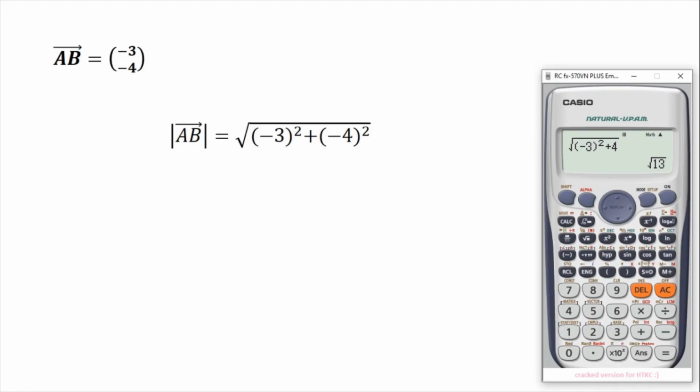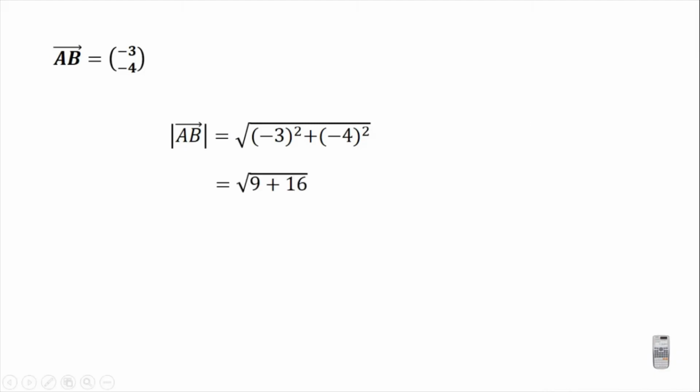Now when you are doing this on your calculator, you are going to have the square root of -3. So you put the -3 in a bracket, because it's a negative number, put it in a bracket. So (-3) squared plus, then you bring another bracket, (-4), then squared. You press equal to, and this gives us 5. So (-3) squared will give us 9, (-4) squared will give us 16. 9 plus 16 is 25.